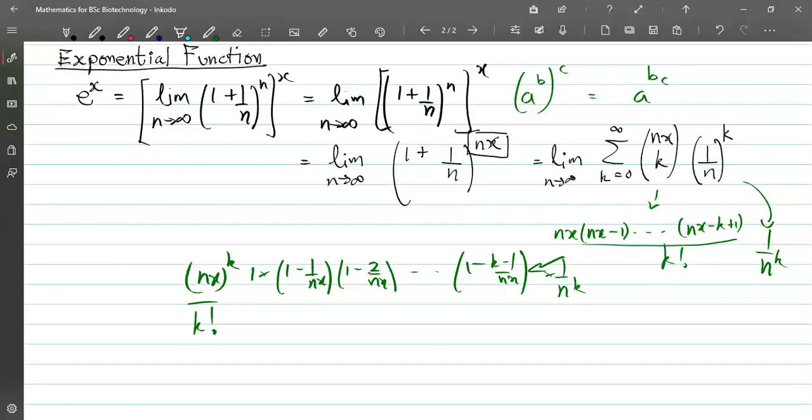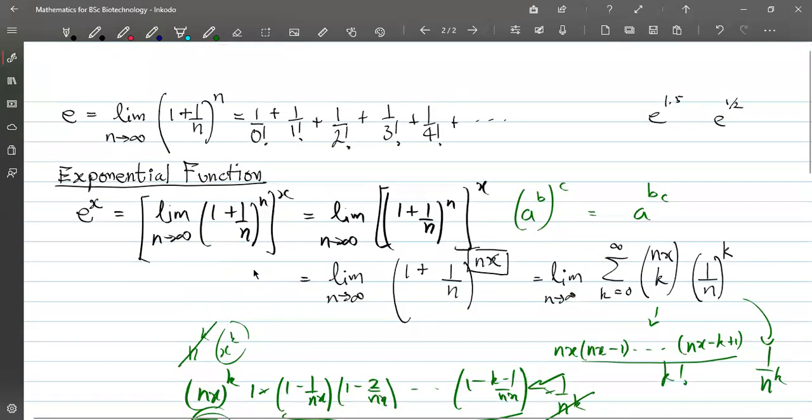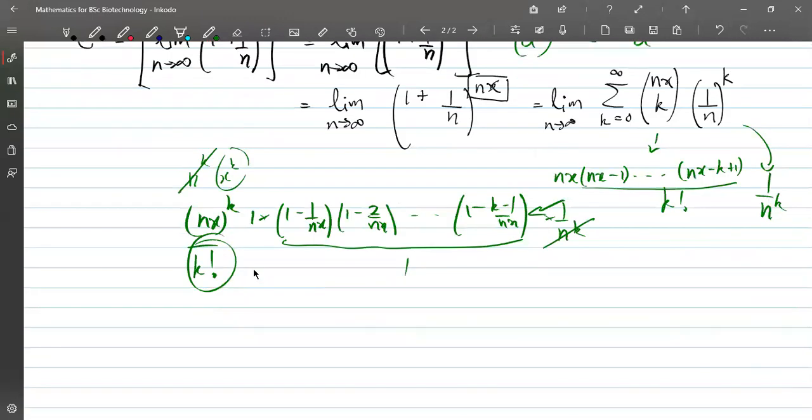And so this nx to the k is n to the k x to the k, and this cancels out. All of these become 1. So each bracket becomes 1, so the product also becomes 1. So all you're left with is x to the k and k factorial. So earlier what we got was the kth term would be 1 upon k factorial, right? But now it will be x to the k upon k factorial.